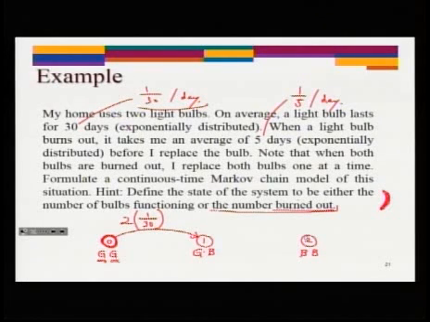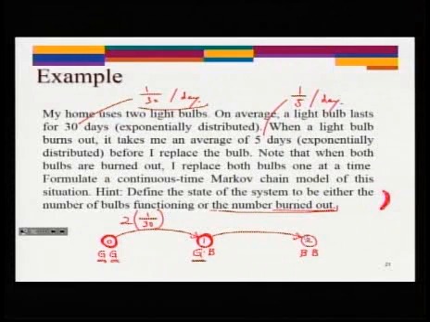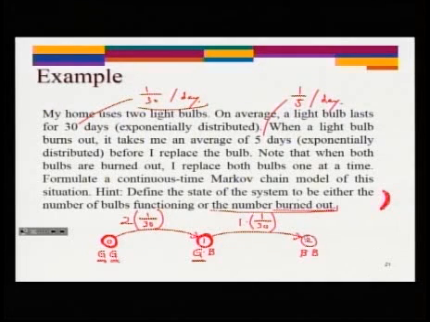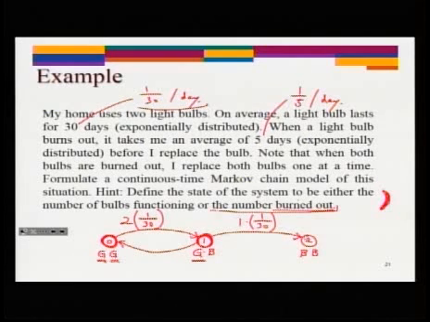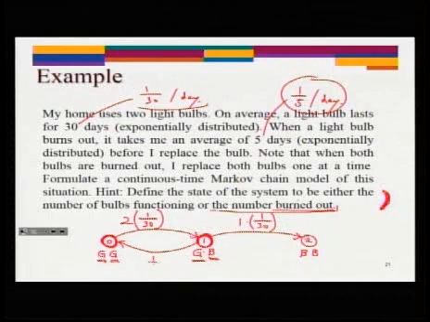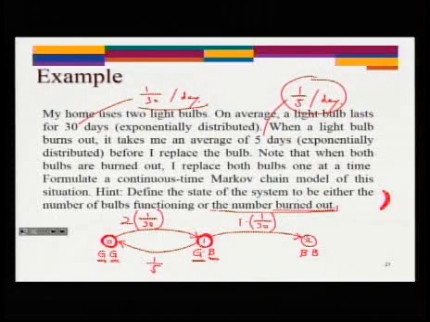Likewise, here, we're going to put the failure rate. It starts from state number one. In state number one, there is only one bulb working, right? So this time, you just have 1/30 times one. Here, if there is one bulb already broken down, the service rate should be included here. Okay. 1/5. That is our service rate. All right?